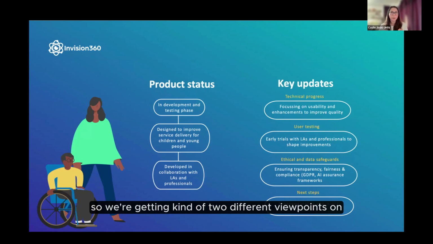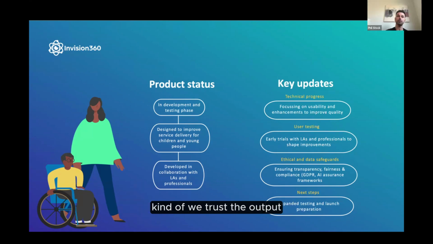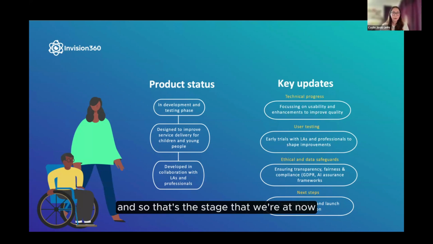So we're getting two different viewpoints on how well this product is actually working and how well the AI is working, because we need to get to a point where we trust the output, it's validated, it's safe and it's secure. So that's the stage that we're at now. We're also getting a whole load of other great input from people about how to make the product even better.